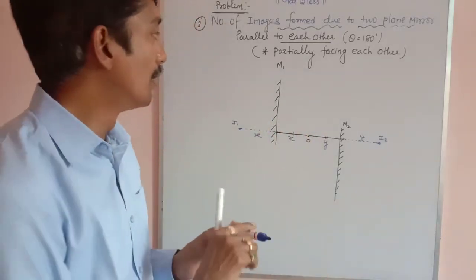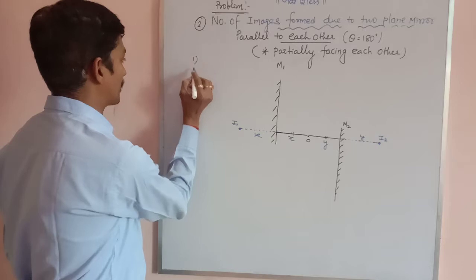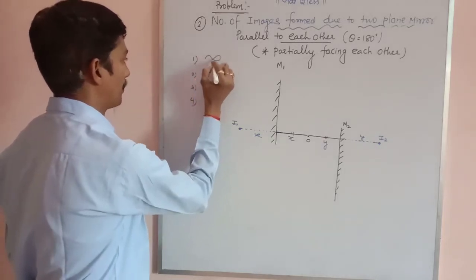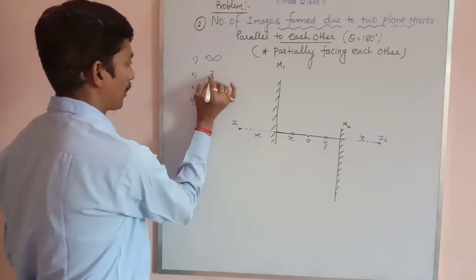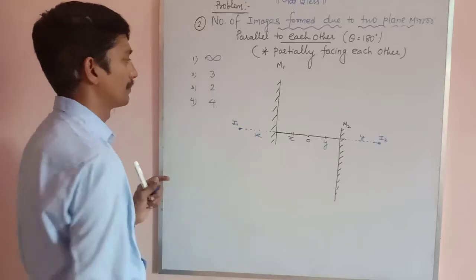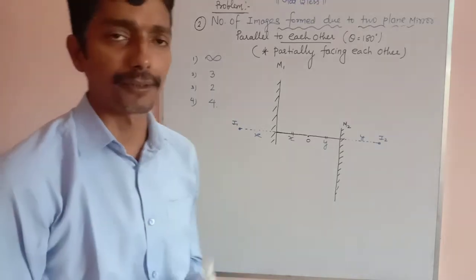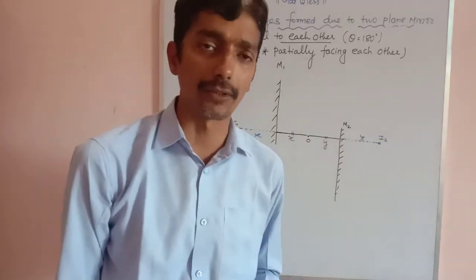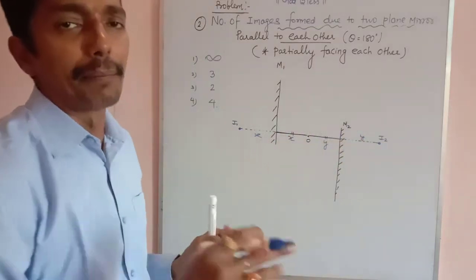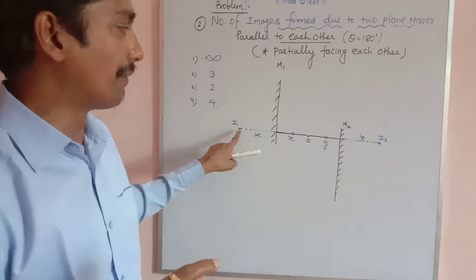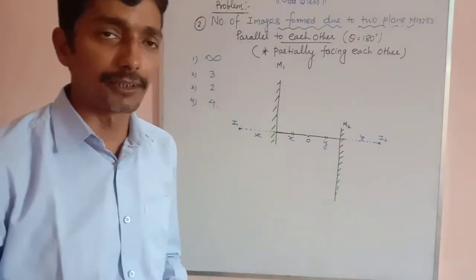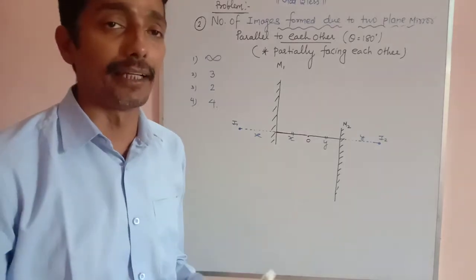Do you think what will be the number of images in this question? I am giving you 4 options. The number of images is infinite, the number of images is 3, the number of images is 2, or the number of images is 4. Let us check it out. What will be the number of images in this question? Now, up till now, right now I am getting only 2 images. One is I1 and the other is I2 using my trick. Now let us draw the ray diagram for this, whether we are really getting any other image also.